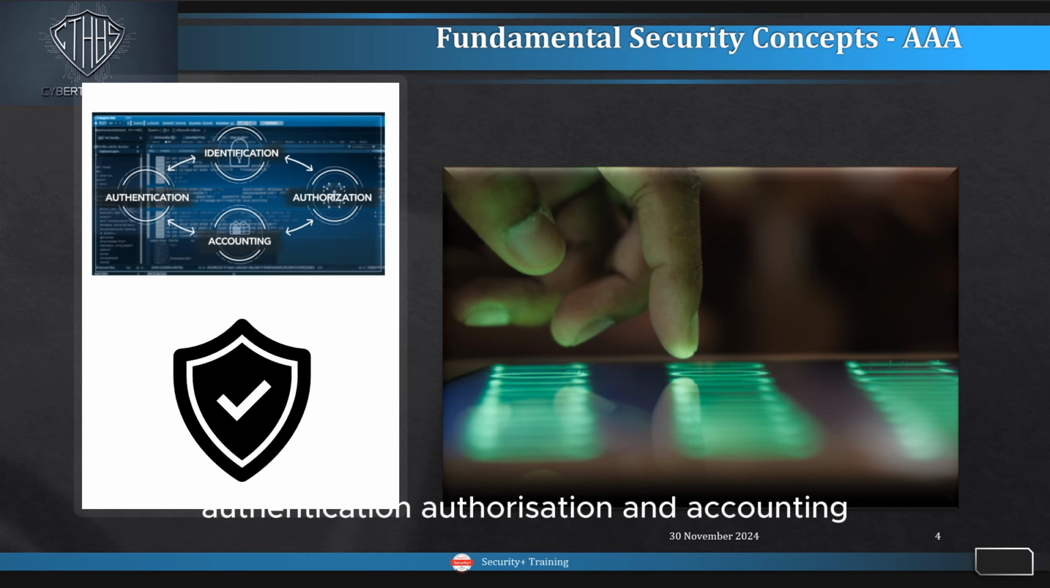Authentication, authorization, and accounting, or AAA. As security professionals, one of our primary responsibilities is ensuring that only authorized individuals can access the information, systems, and networks we protect. The access control process consists of three key steps: identification, authentication, and authorization. It is crucial to understand each of these steps.